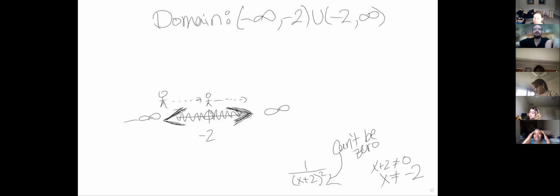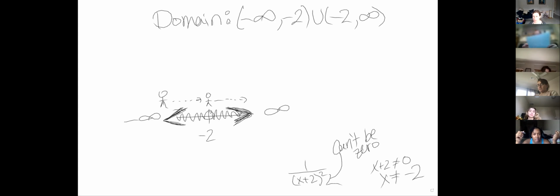Questions on domain? Okay. If I had this problem on the test, I would have put in parentheses negative infinity comma -2, and then in parentheses -2 comma infinity. I'm not going to say what a union is, the U, but sometimes that's what I forget to put. Domain is beginning to click, but the U is the part I forget to do.